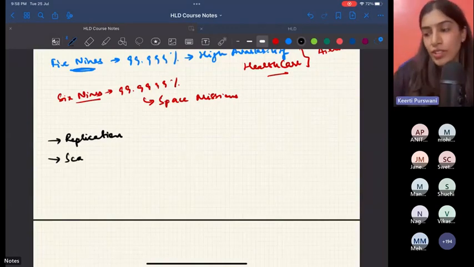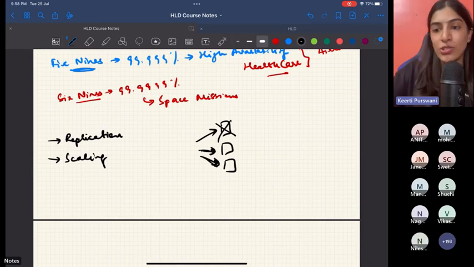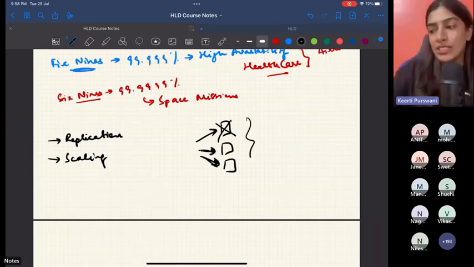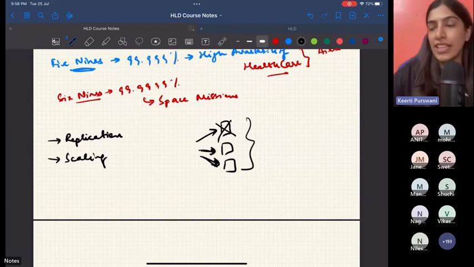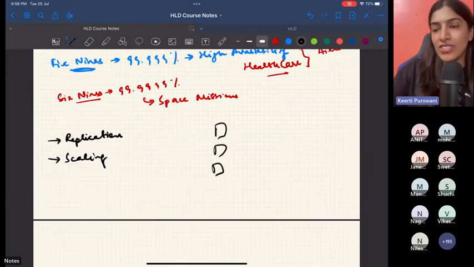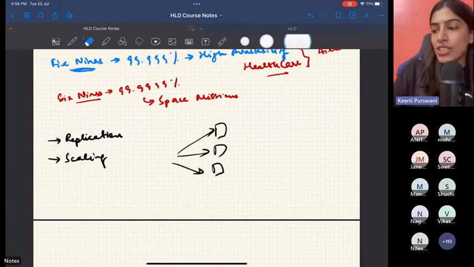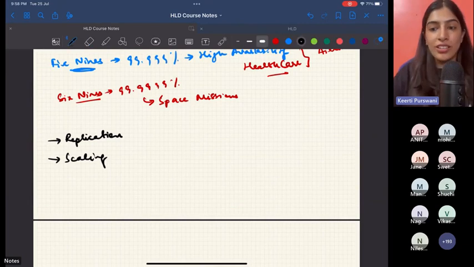Scaling, yes, scaling is one way. So basically, scaling means what? There was one server, now I have three servers. So even if one goes down, it is fine. These two are still taking the request. So horizontal scaling, we will discuss scaling in detail next week when we discuss database. But I hope you're able to understand that one server, multiple servers means we have scaled our system. Earlier the request was going only to one server, now it is going to multiple servers. So replication is one way, scaling is one way. What other way to increase the availability? Can anyone tell me?